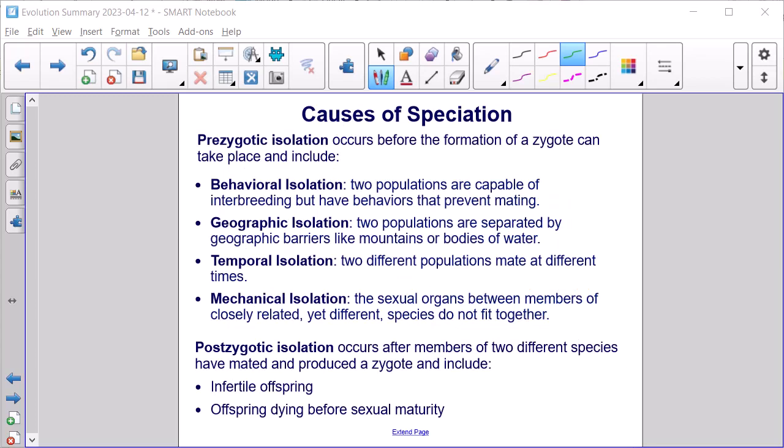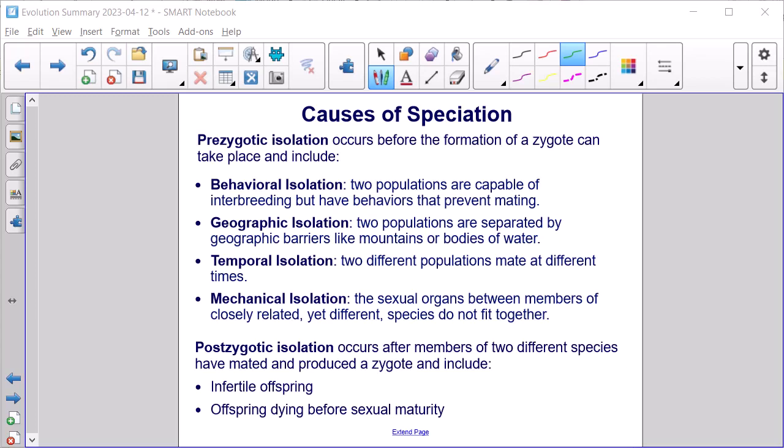Prezygotic isolation occurs before the formation of a zygote can take place and includes behavioral isolation, where 2 populations are capable of interbreeding but have behaviors that prevent mating. Geographic isolation, where 2 populations are separated by geographic barriers like mountains or bodies of water, temporal isolation, where two different populations mate at different times, or mechanical isolation, where the sexual organs between members of closely related yet different species do not fit together.